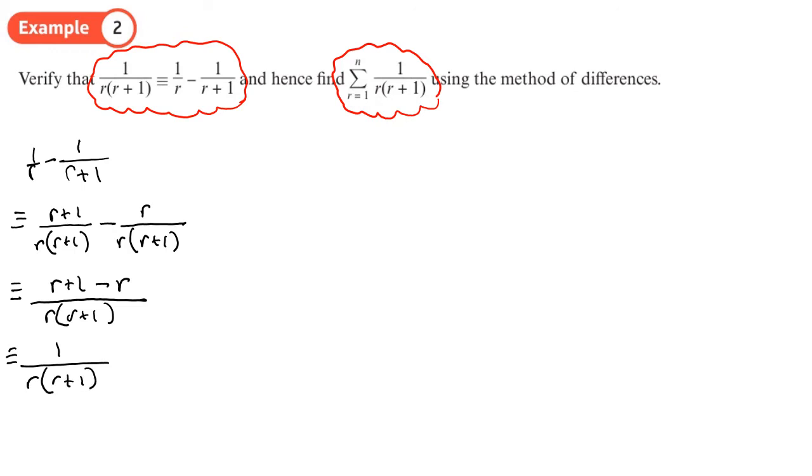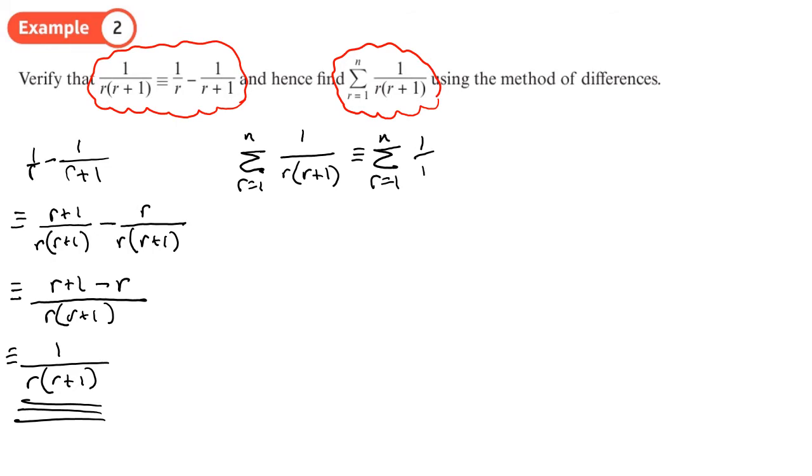So that just leaves 1 over r(r plus 1), because r minus r just cancels out. Okay, so that's part A, or the first bit, done. Now, we want to find the sum of 1 over r(r plus 1). And notice, unlike the last example, that's exactly the same as what we've got written here. So we don't need to do a quarter of anything. We can take this and use it straight as is. So we want to find the sum of 1 over r(r plus 1), but instead, finding that sum is equivalent to finding the sum of 1 over r minus 1 over r plus 1.